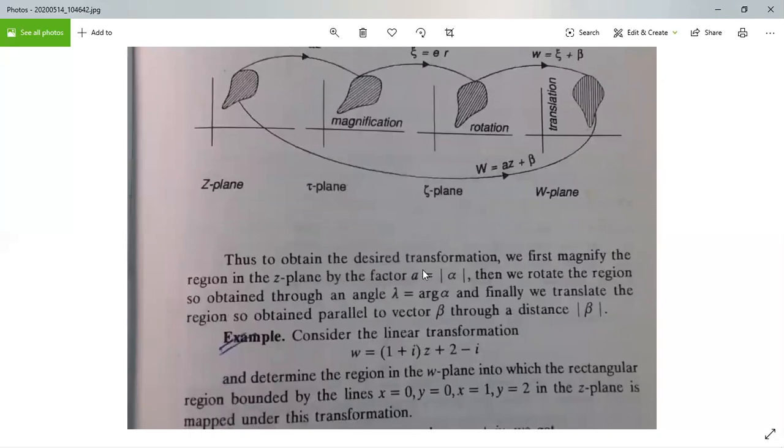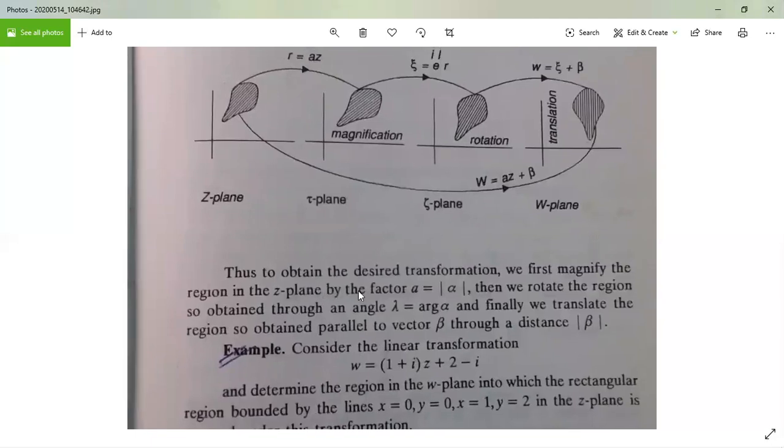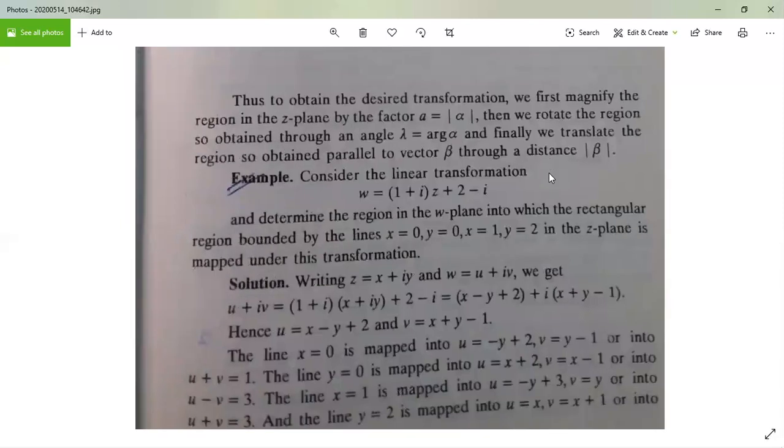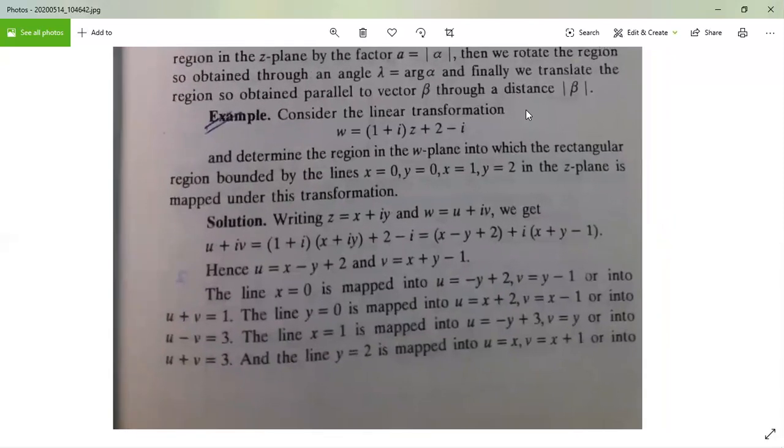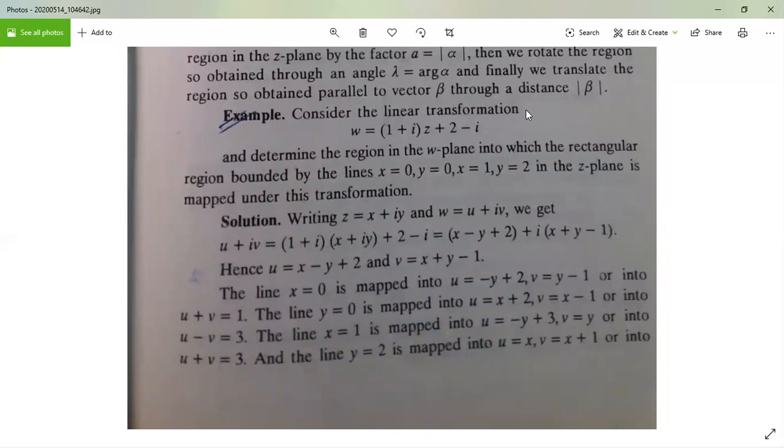Thus, to obtain the desired transformation, we first magnify the region in the z plane by the factor a equals mod alpha. Then we rotate the region so obtained through an angle lambda equals arg alpha, and finally we translate the region parallel to vector beta through the distance mod beta. Now consider an example on this. This is very important for the purpose of examination as well as real life application.